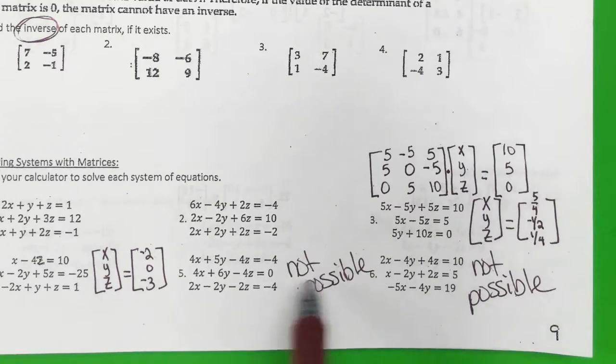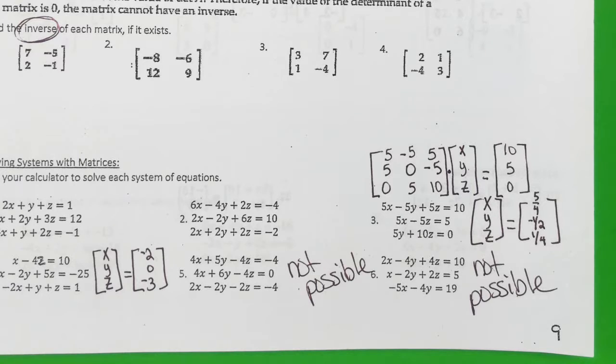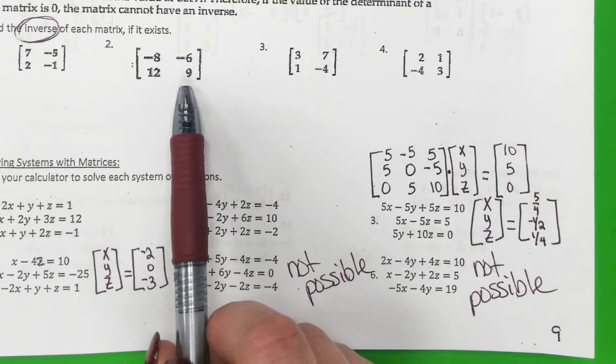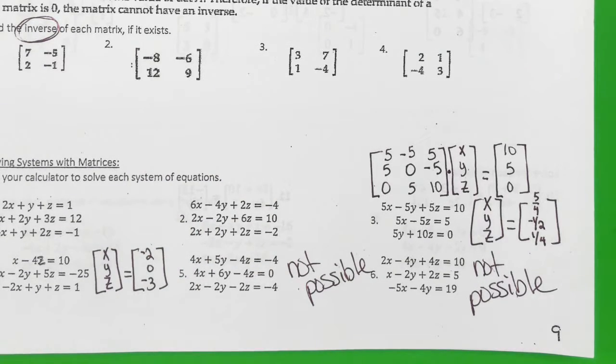What else could give you an error in your calculator? You could have an operator error, right? What does that mean? You plug something in wrong, okay? So if you get an error in your calculator, one of two reasons: either your inverse doesn't exist because you divided by 0, or you typed something in wrong. Does that make sense to everybody?